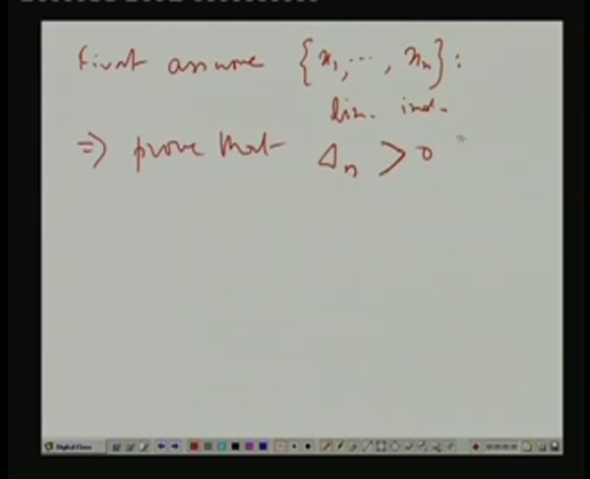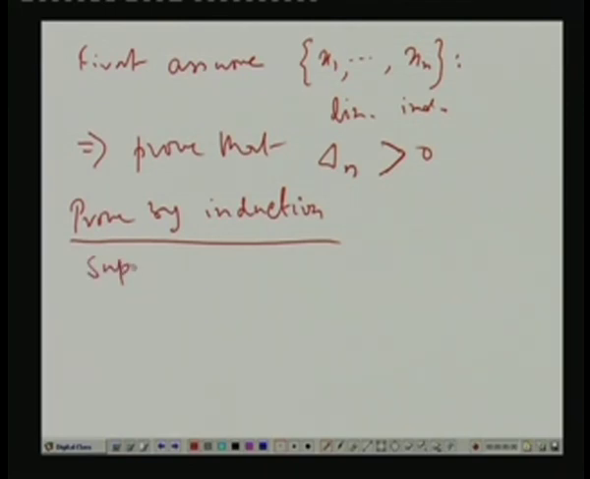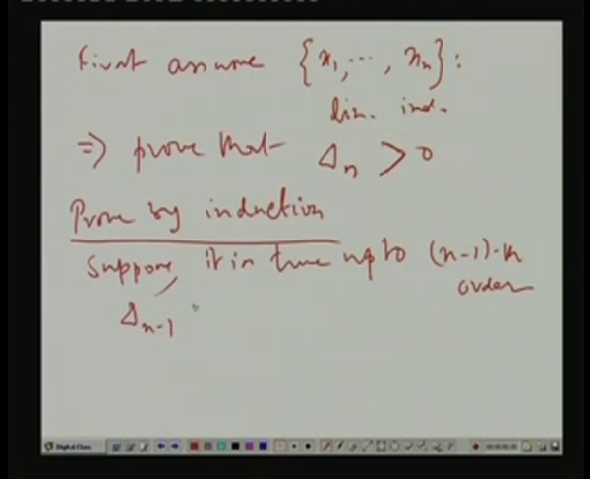So, determinant is a unique number, given a matrix. Anyway, we prove this by induction. Suppose it is true up to the n minus 1th order, that is, delta n minus 1 is not only real, it is greater than 0. What is delta n minus 1?